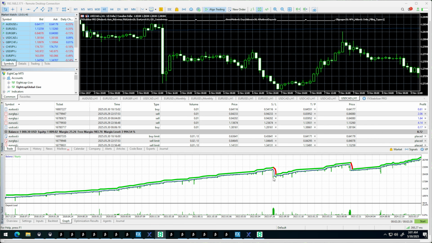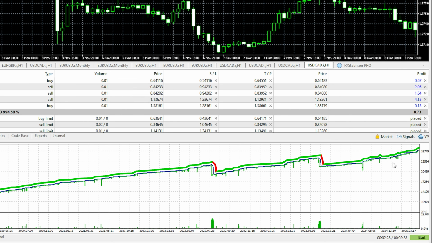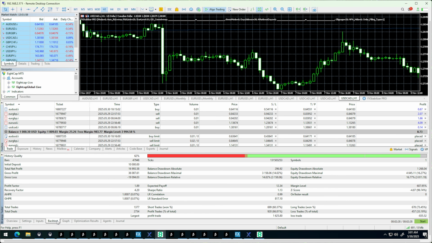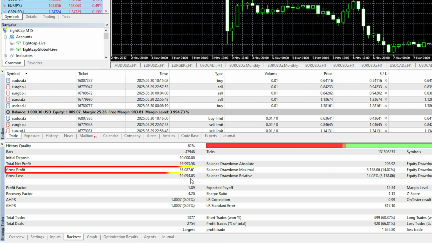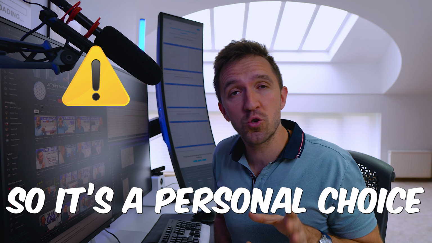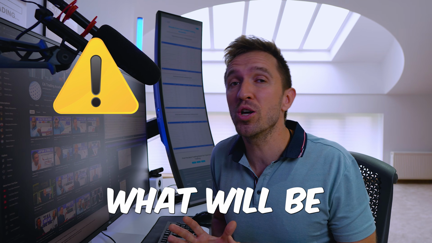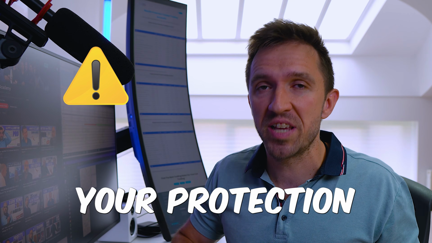And here is the backtest, very similar to the previous one, just those dips are smaller. And if you look at the backtest, you will see that the equity drawdown relative is 16.77%. But of course, the gross profit decreases and the total net profit decreased to nearly $17,000. So it's a personal choice how much you will be risking, what will be your protection.